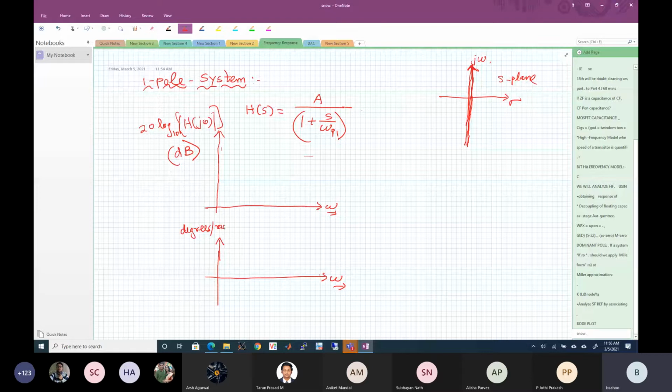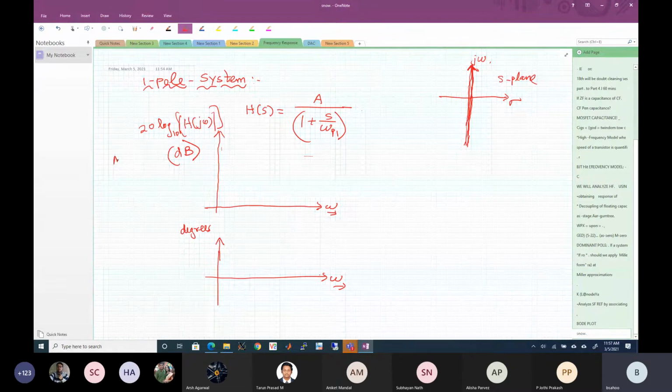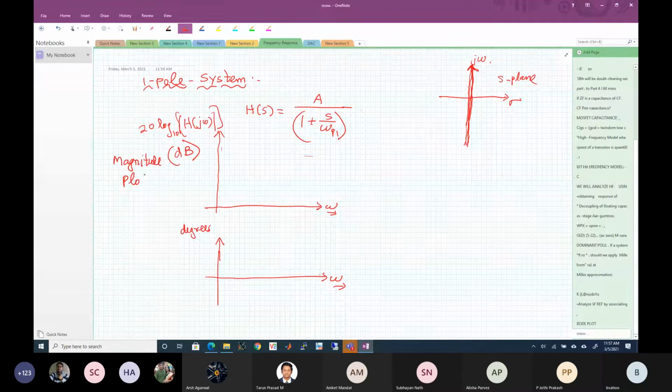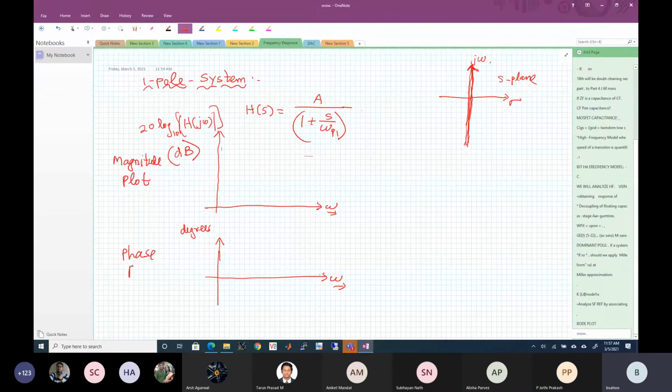Okay, so that is the phase. For this course, we'll do it in degrees because it gives better understanding. So this is the magnitude plot, and this is the phase plot. The Bode plot has two parts: one is the magnitude plot and the second is the phase plot.